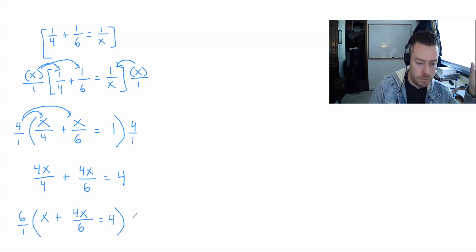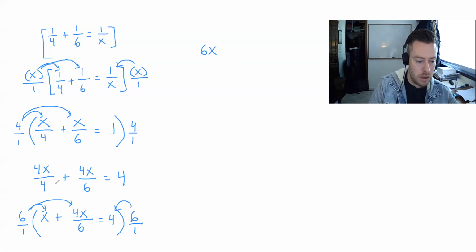6 over 1 on the left-hand side and 6 over 1 on the right-hand side. Okay, so let's do this one more time. We're going to be multiplying that guy by there and then this guy by here. So I'm going to come up here. And so 6 times x, we're just going to get 6x, right?